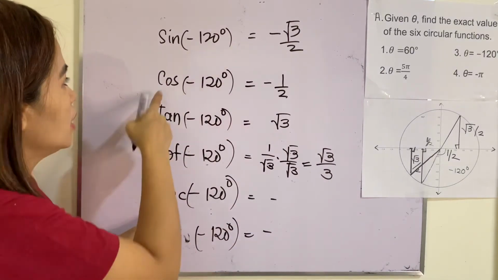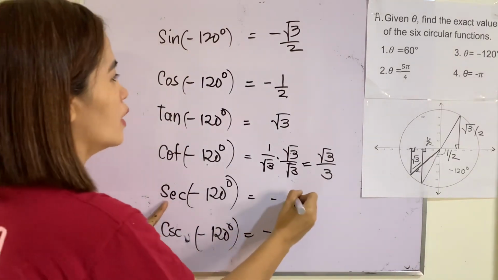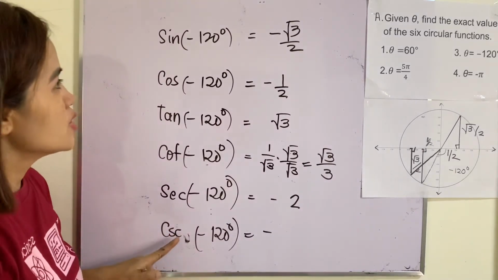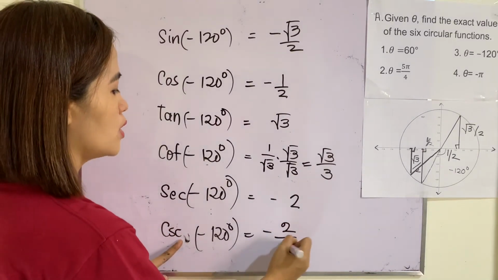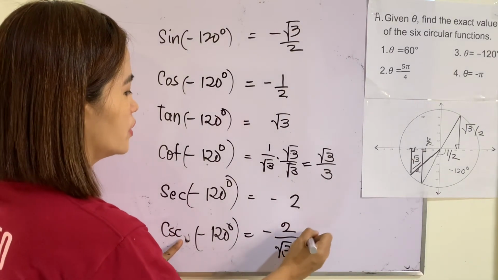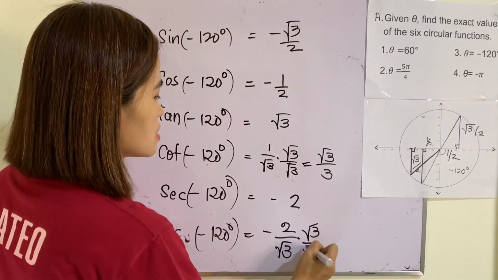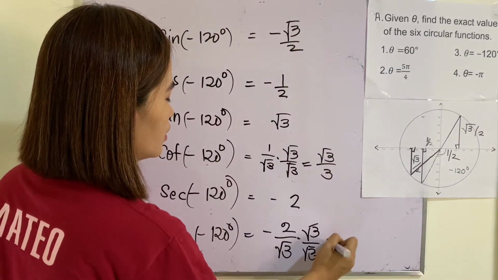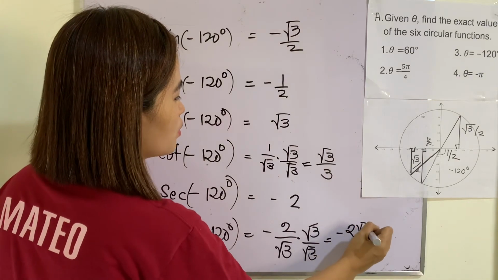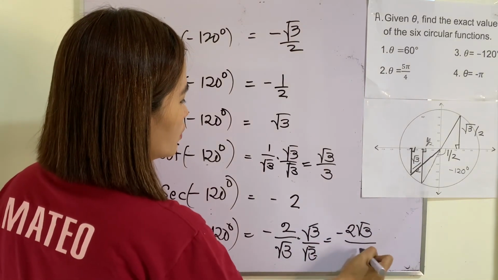So I will be getting first the reciprocal of this. This one is 2. And the reciprocal of this is 2 over square root of 3. So this one is equivalent to negative 2 square root of 3 over 3.